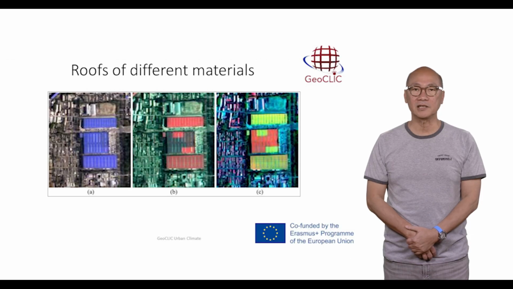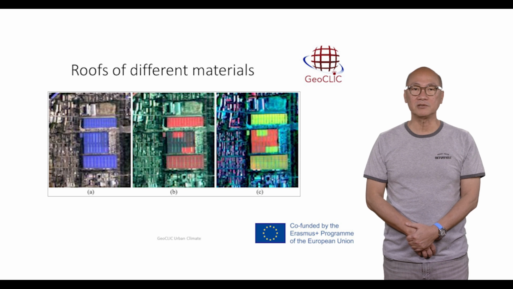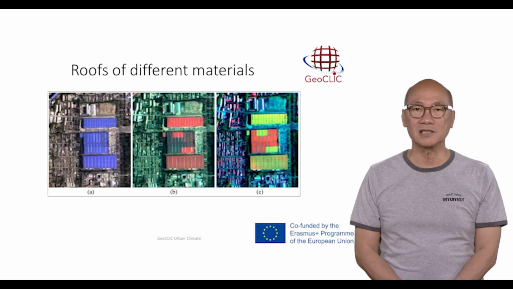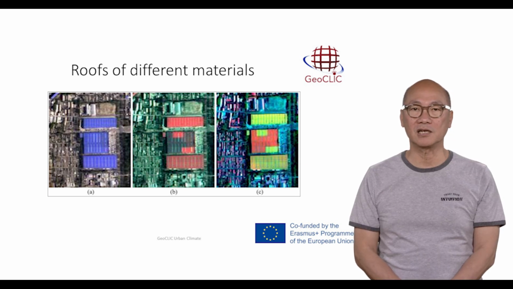This example is getting closer to urban climate monitoring. The spectrally rich hyperspectral image is used to classify rooftop materials in building canopy. In Figure C, it is shown that a false color composite using different fine spectral band combinations of hyperspectral data highlights the different materials, which is not possible with multispectral imagery, as shown in Figure A.